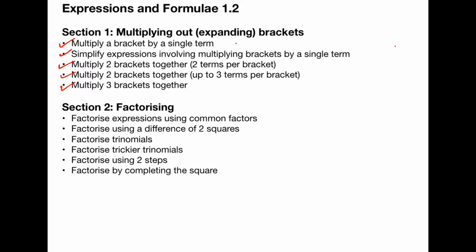Then we switched to the other way round. We're doing the opposite of multiplying out now. We're factorising. So we've looked at factorising expressions using common factors. We've looked at factorising using a difference of two squares. And we've looked at factorising trinomials. So what we're going to do today, before we go on to factorising trickier trinomials tomorrow, is we're going to look at questions where we could be using any of these three methods.